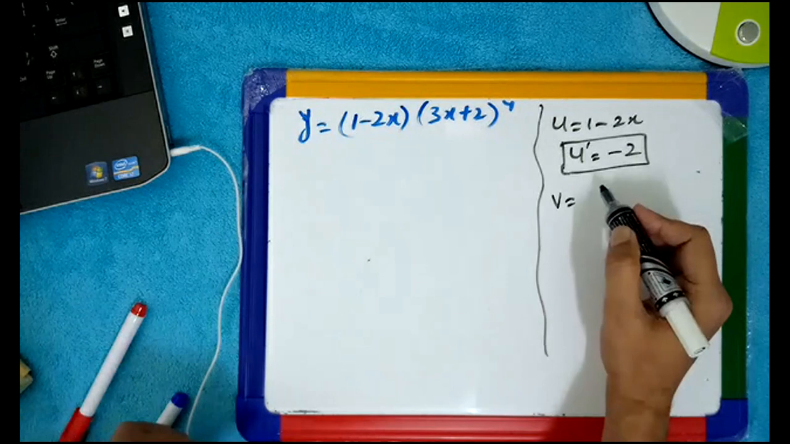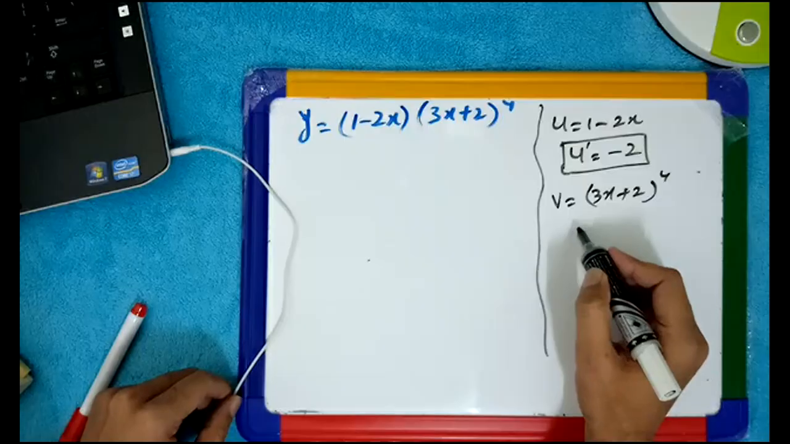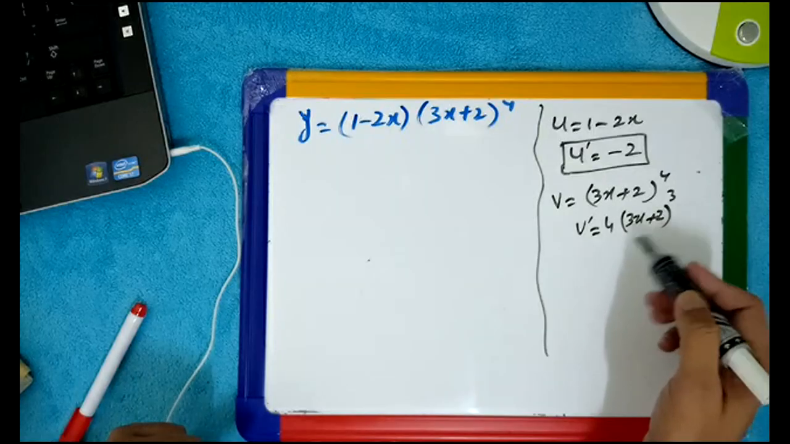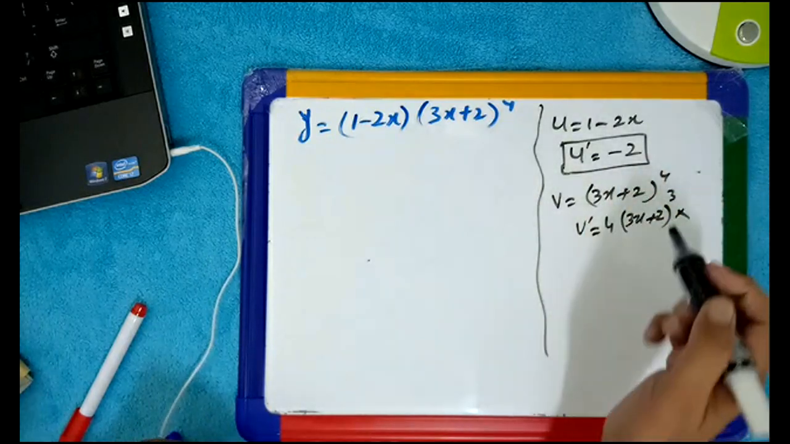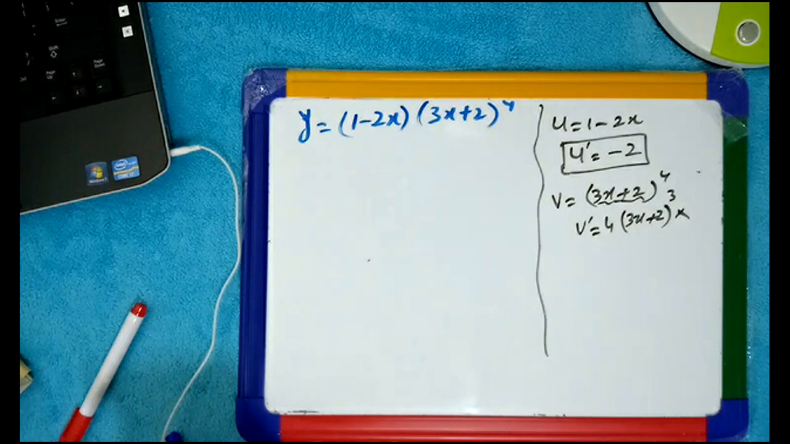And v is equal to 3x plus 2 power 4. So what is the derivative now, v dash? You put 4, then brackets 3x plus 2, power 3. First deal with the power. Now, okay, now the inner function. Multiply by what? Inner function, the inside of the power. Inside the whole power. The whole power is 4. What is the inner function? This. What is the derivative of this underlined part?